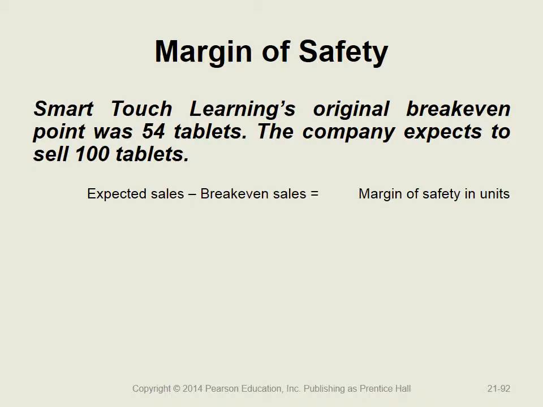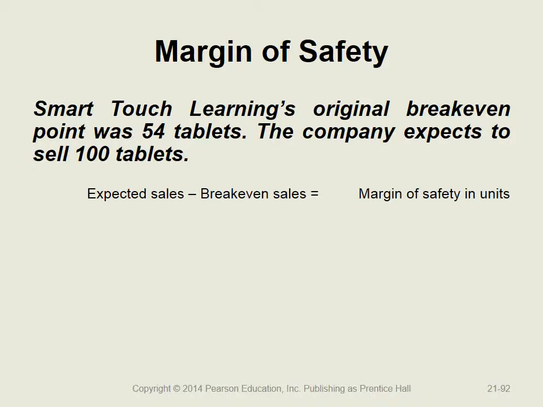We've learned how cost volume profit analysis can be used for estimating target profits and break-even points, as well as sensitivity analysis. Let's look at 3 more applications of this analysis. The margin of safety is the excess of expected sales over break-even sales. Therefore, it is the amount sales can decrease before the company incurs an operating loss.